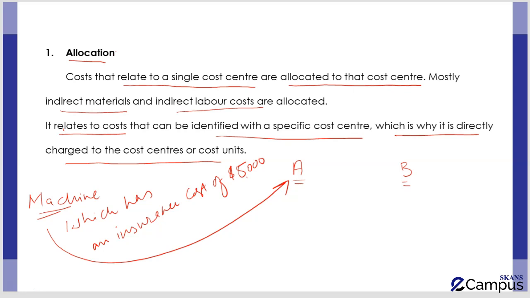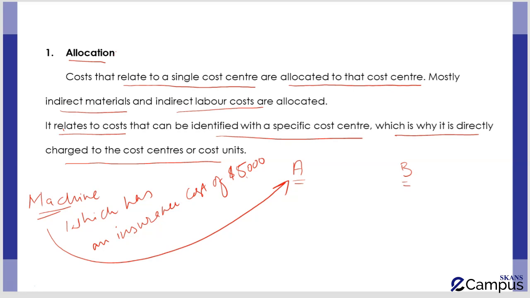B doesn't get any benefit or use of the machine. So, the machine is solely purchased for department A and solely used for department A. So all the expenses relating to the machinery like depreciation, maintenance, insurance, etc. will be charged only to department A because the machine is only used in department A. So the expenses related to the machine are solely related with department A. So it is charged to A, not B.